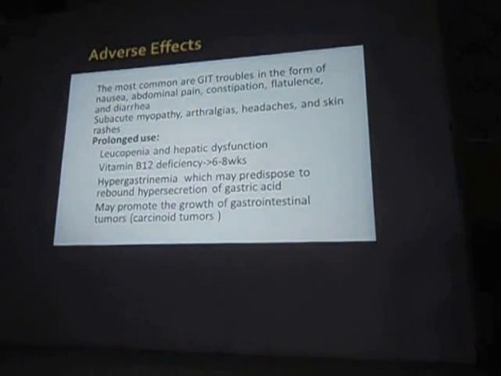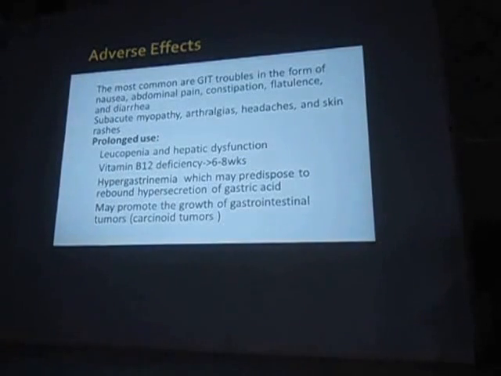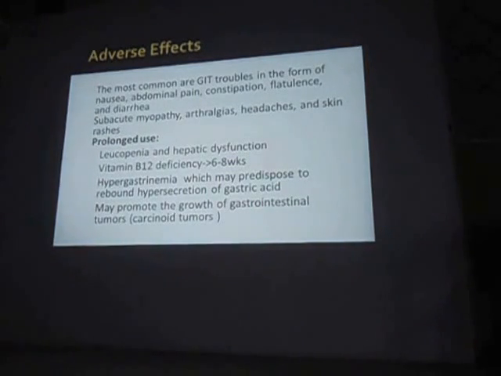Adverse effects: there can be rebound phenomena that you need to remember after prolonged usage. There can be increased gastric secretion and it may lead to gastrinomas or carcinomas. That is one of the rare complications when it is used for more than 8 weeks or more than 2 months. And leukopenia, hepatic dysfunction, liver deficiency, most of these are side effects which can be expected after prolonged use.